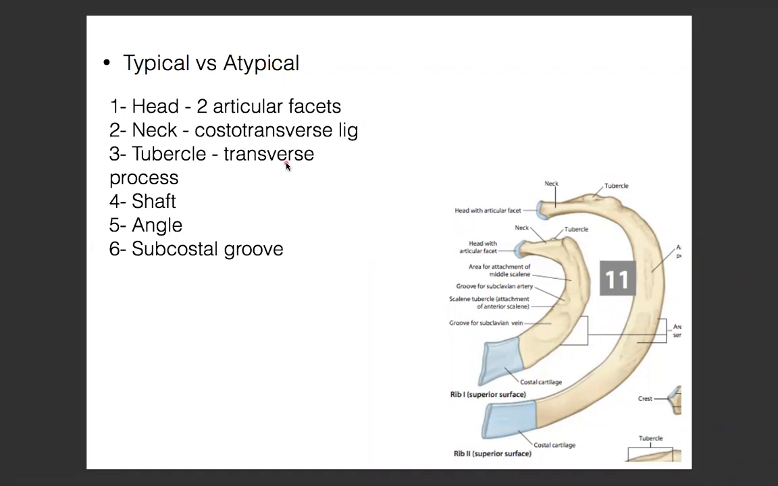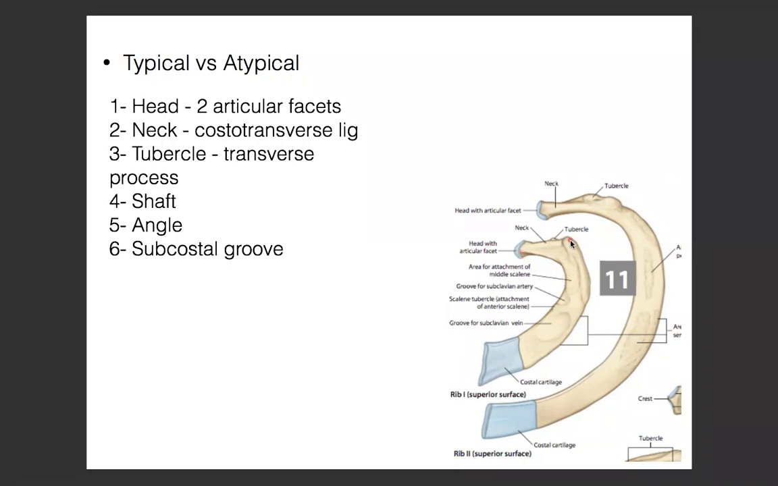But the last thing I was saying was that it has to have these 6 criteria for it to be called a typical rib. And if it has anything that's missing or anything that's extra, it would be called an atypical rib. A lot of the questions usually are on the first rib specifically, because it has only one articular facet, simply because the rib only attaches to T1. There is nothing above T1. It doesn't attach to the cervical vertebrae.